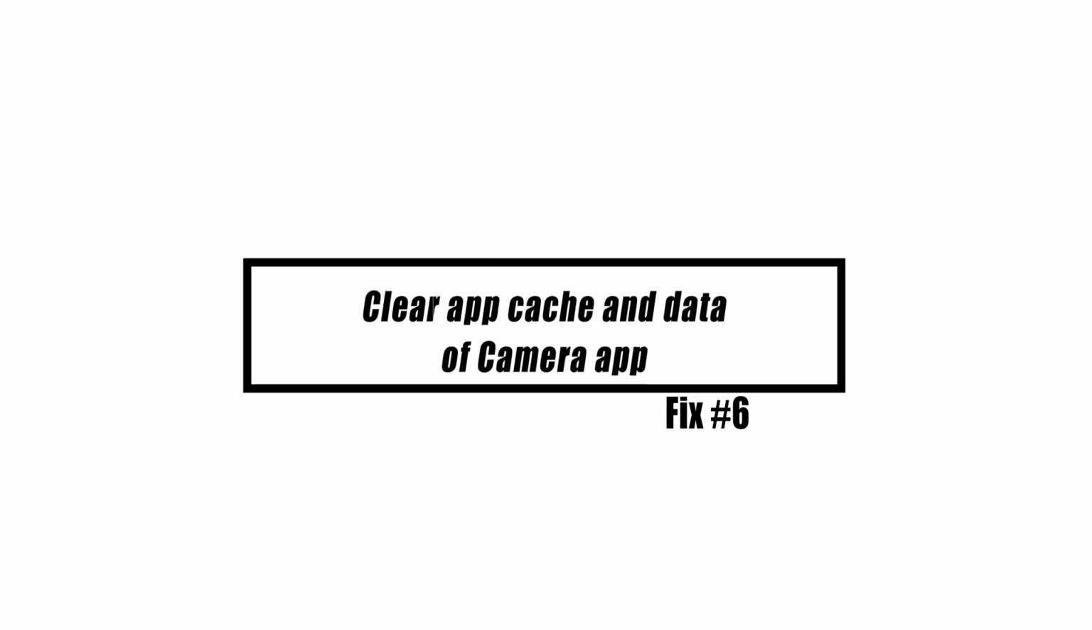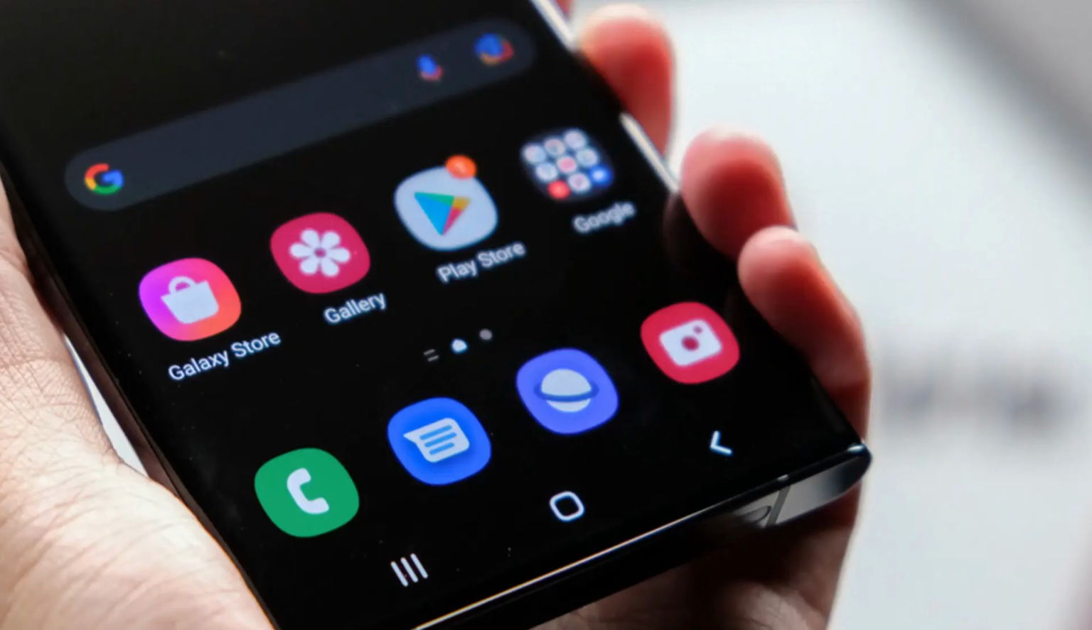Clearing the cache and data of the Camera app might help in this situation. When you clear an app's cache, you're getting rid of temporary files that are solely connected with that program. Clearing app data is more extreme because it resets the app to its factory defaults. All app updates will be removed, so make sure you check for updates for the Camera app later.